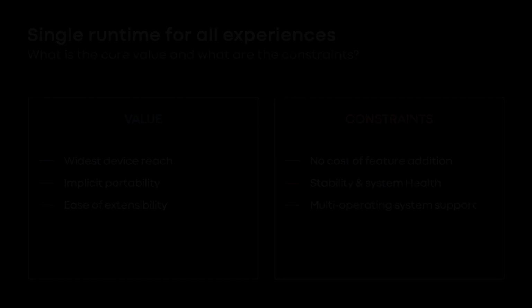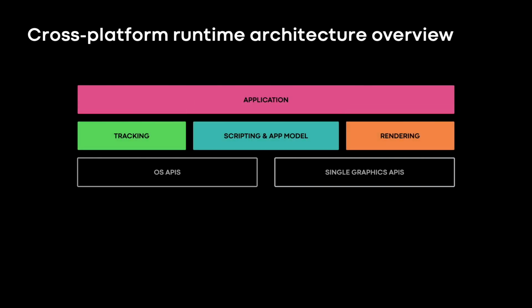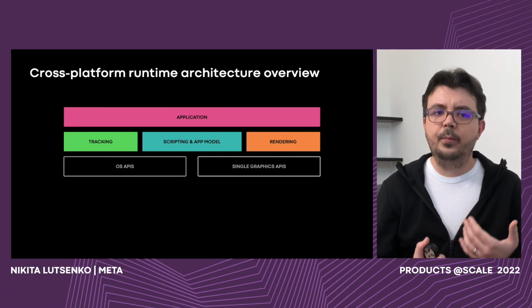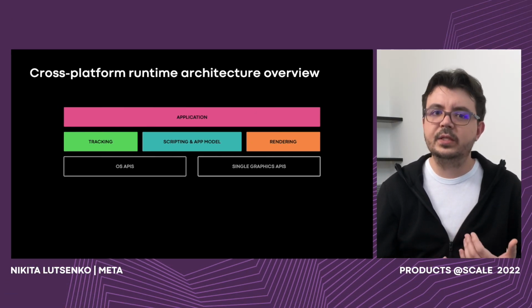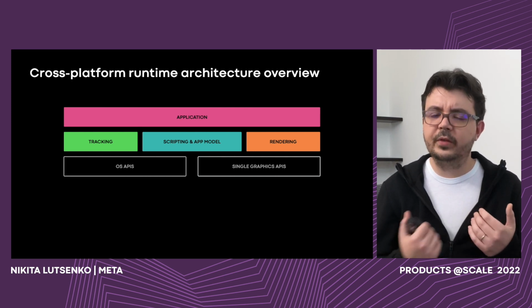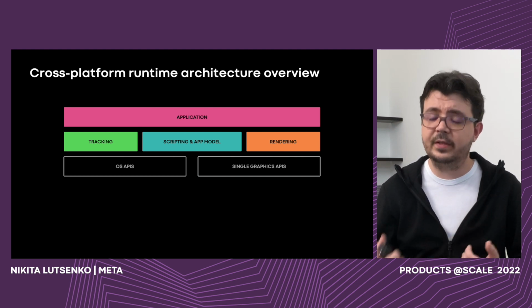This leads me to the next topic, as in the architecture. What we divide up our runtime is really the same three big buckets that I talked about: tracking, scripting and model, and rendering. These are big systems. These are big buckets of a lot of code, but all of them are written just once. They have core and plugins to it, but more on that later.